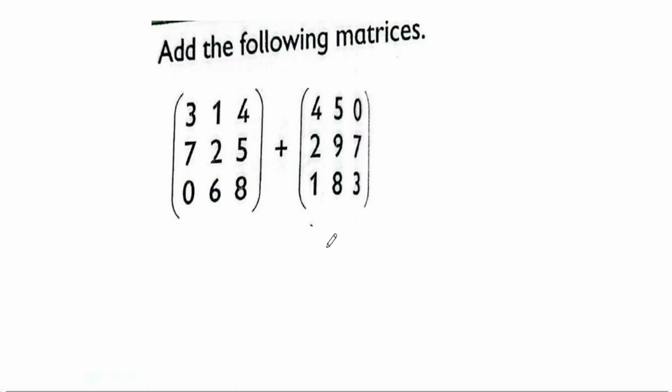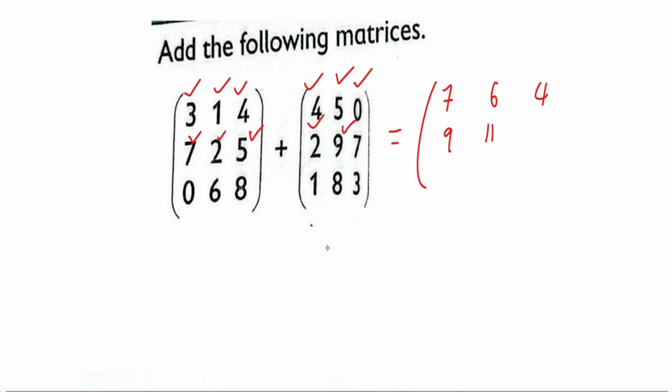Add the following matrices. Now try it by yourself. Okay. Now let's add them up. No, it's not hard. So 3 plus 4 is 7. 1 plus 5 is 6. 4 plus 0 is 4. 7 plus 2 is 9. 2 plus 9 is 11. 5 plus 7 is 12. 0 plus 1 is 1. 6 plus 8 is 14. And 8 plus 3 is 11. So that is your answer.